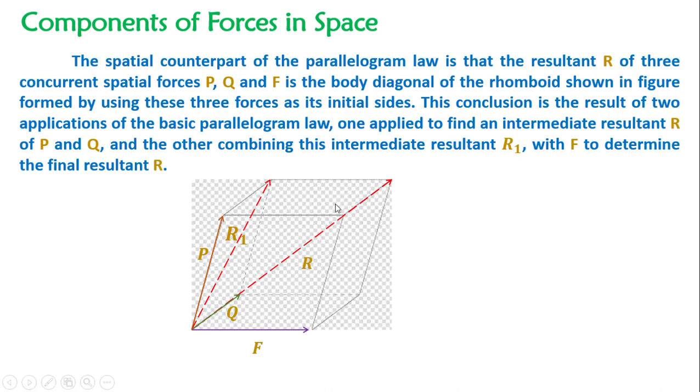So we have the parallelogram, the R and the R1. One is applied to find an intermediate resultant, which is R1, which is P and Q. And the other combines this intermediate resultant R1 with F to determine the final resultant R. So this is the body.